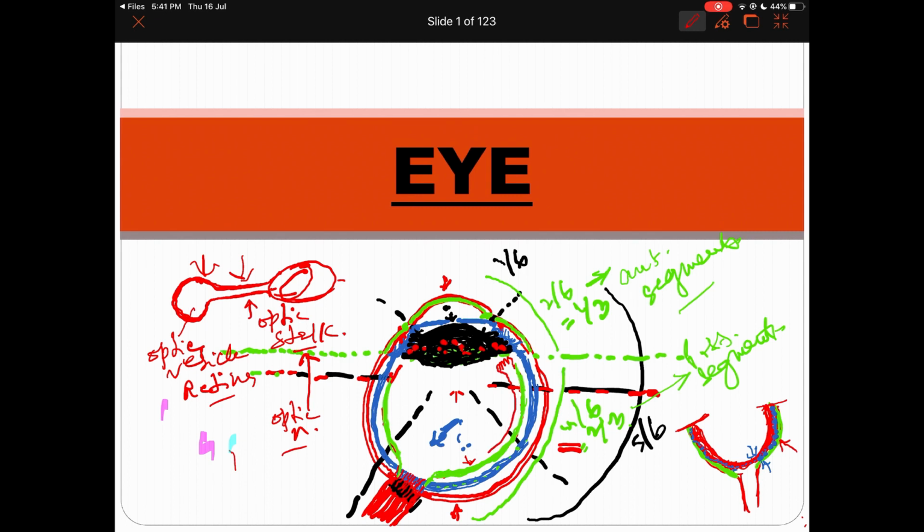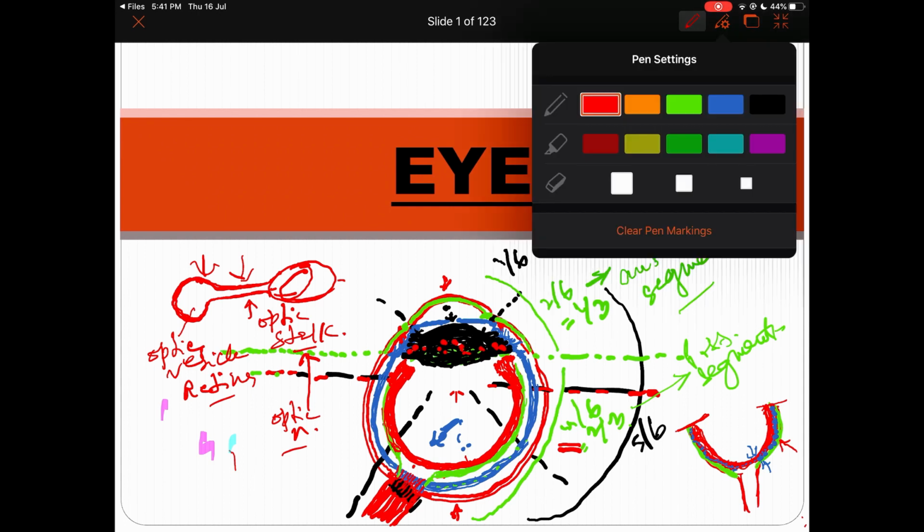And here it is. This is called the ora serrata. Serrations are there, we see interdigitations. But still, I am showing you the intraretinal space here. When more neuronal layers develop here, this intraretinal space will be no longer. We have 10 layers of the retina which will develop here, and now there is no longer an intraretinal space.